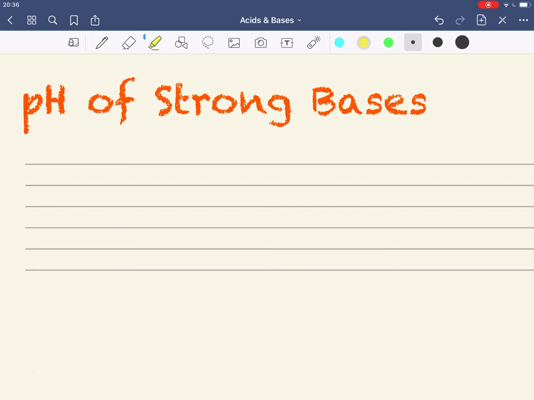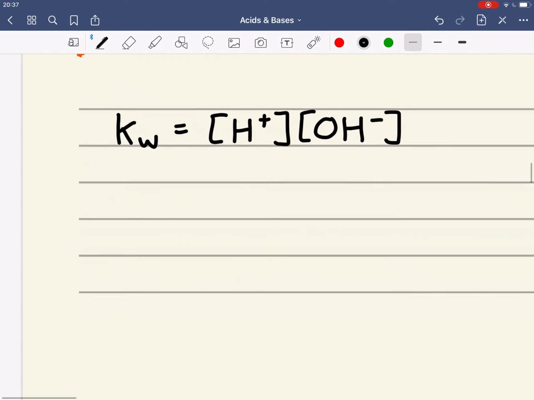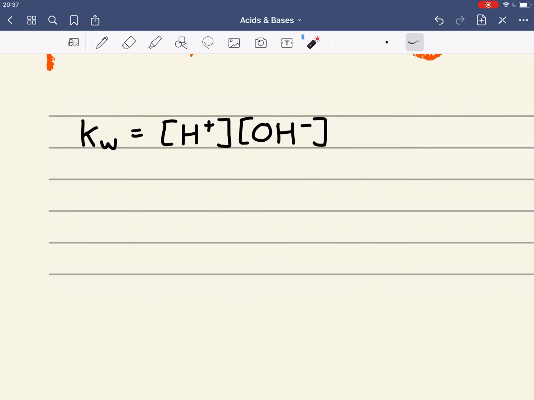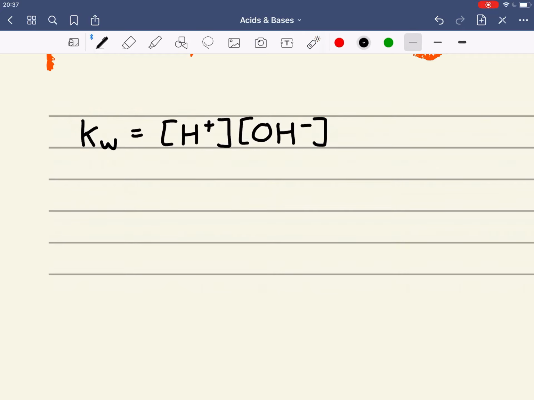Here we're going to look at how we can work out the pH of a strong base. Now, in order to work out the pH of a strong base, we must know the Kw. And remember that Kw, the ionic product of water, is equal to the concentration of the hydrogen ions times the concentration of my hydroxide ions. So if I want to know the pH of a strong base, I need to rearrange this equation to get the concentration of hydrogen ions.